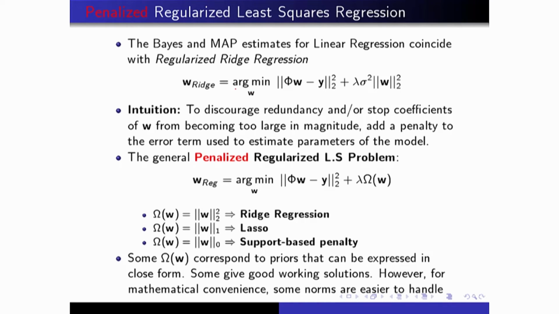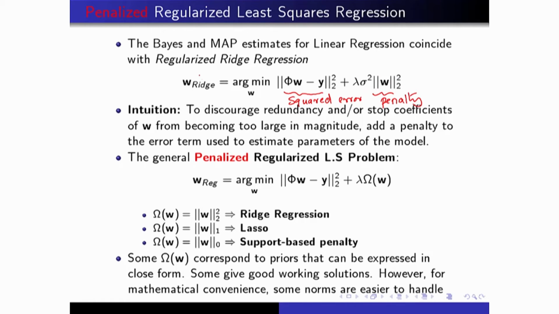Now it turns out that you could get the exact same result by minimizing a sum of the squared error and a penalty term. So this particular objective is called a penalized or regularized squared loss. And the intuition is the same as before. You're just discouraging or stopping coefficients from becoming too large, but you're doing that directly without any probabilistic interpretation.